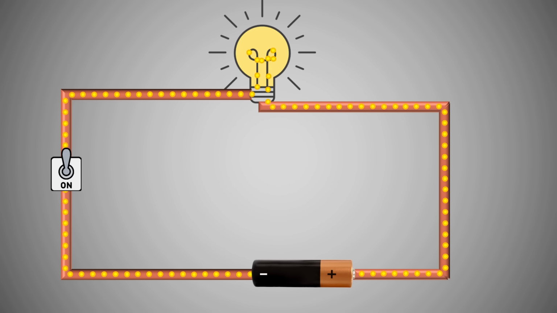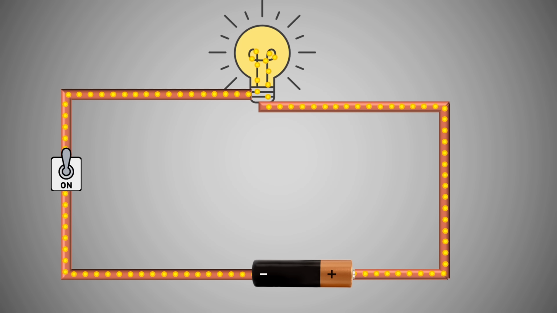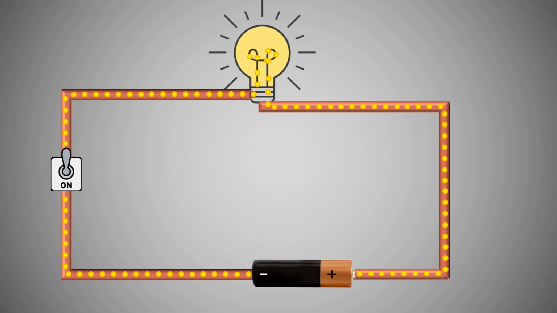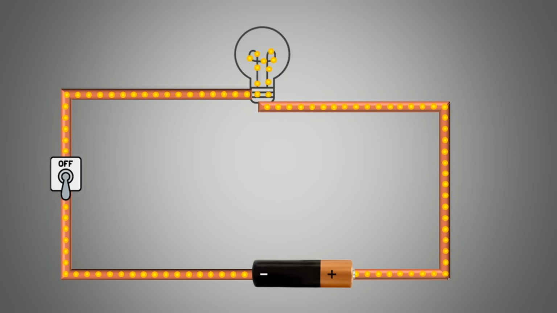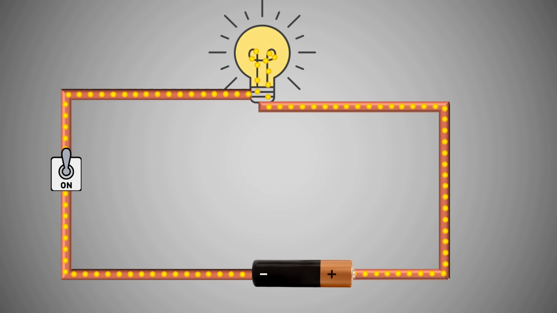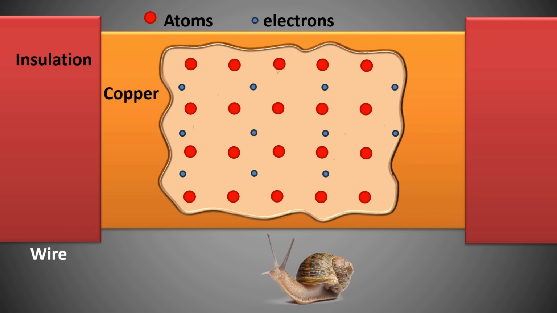Not because the electrons travel fast, but because the electric field that pushes them travels nearly at the speed of light. When the first electron is pushed, its electric field pushes the next electron, and that one pushes the next, and so on. Since the electric field moves at the speed of light, this chain of pushing reaches the bulb almost instantly. That is why the light turns on the very moment you flip the switch, even though the electrons themselves are moving slower than a snail.